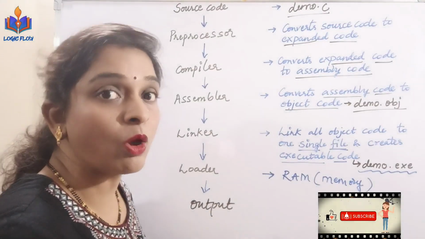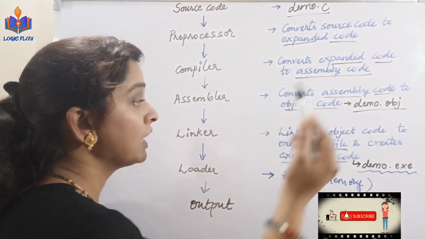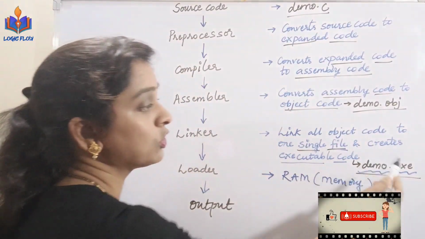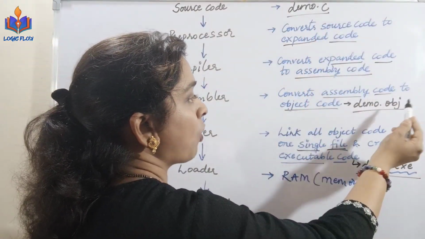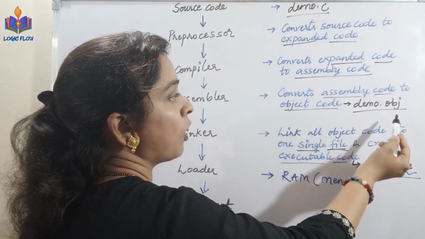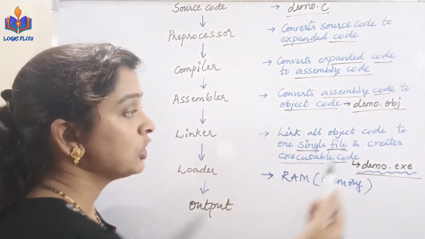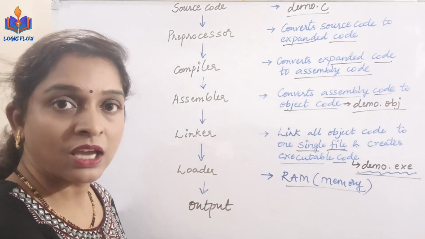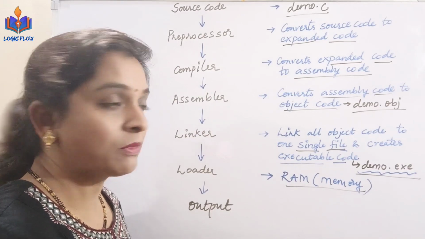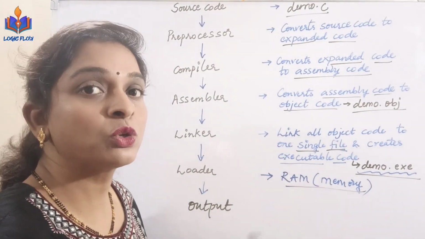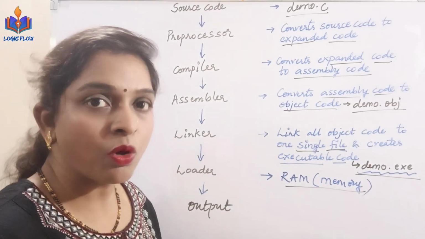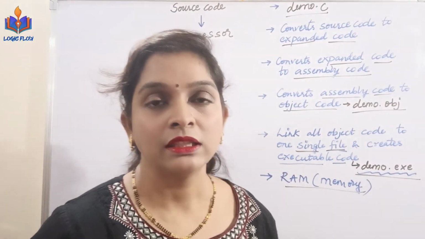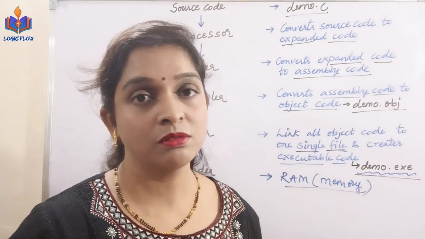So I have to link many object files, the definitions of built-in functions, all those things, and create one single file. Then I'll get an executable file, that is demo.exe. .c to .obj, obj to exe. That is source code, object code, and executable code. So my executable code is ready. I have to load that to memory, and once I load the executable program to the memory, the processor will take care of it and execute my program. If it is free from errors, then I'll get the output. So this is the complete compilation and execution process.